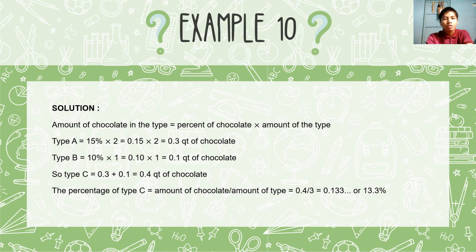The percentage of type C equals the amount of chocolate divided by the amount of type C, which equals 0.4 divided by 3 equals 0.133, or 13.3%.